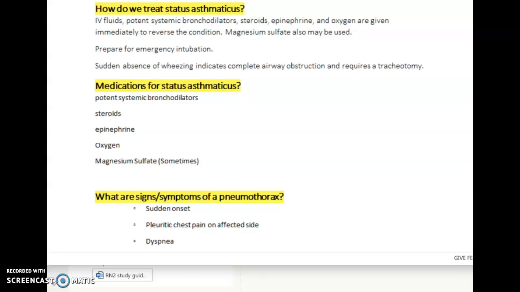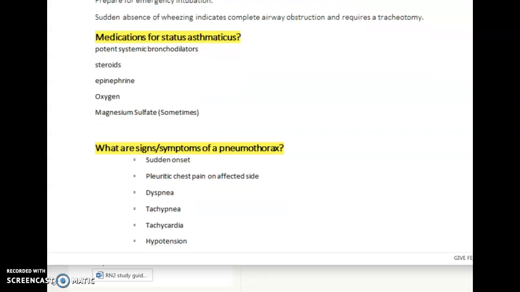Sudden absence of wheezing indicates complete airway obstruction and requires a tracheotomy. I mentioned them before, but the medications for status asthmaticus are potent systemic bronchodilators, steroids, epinephrine, oxygen, and then sometimes magnesium sulfate.